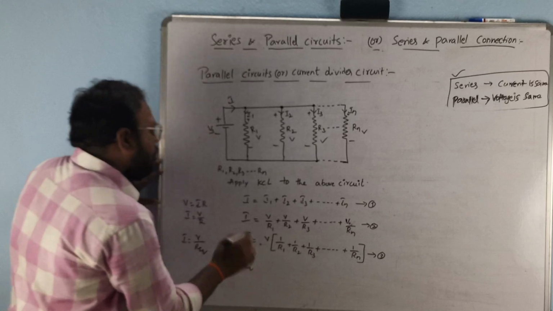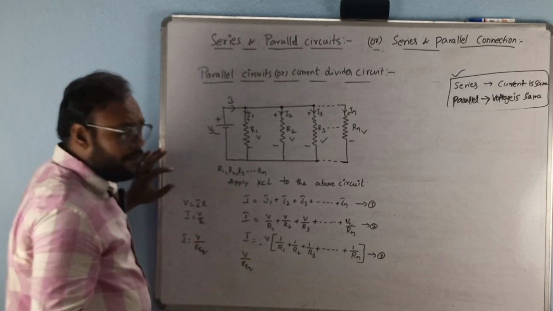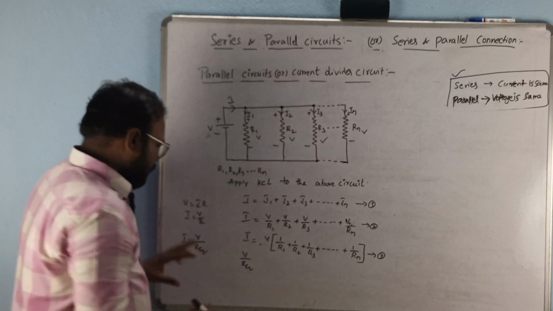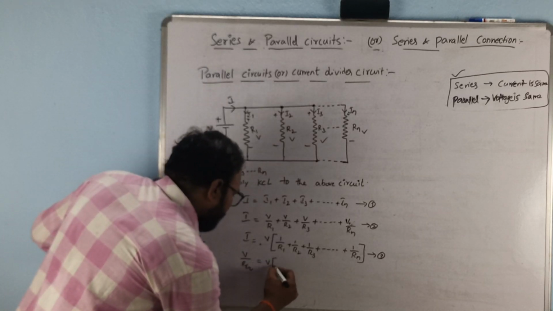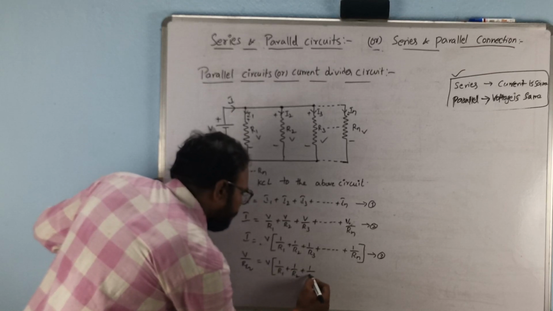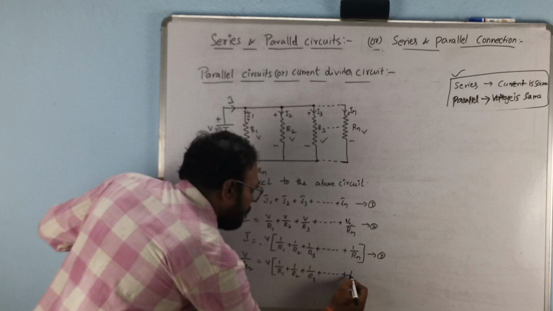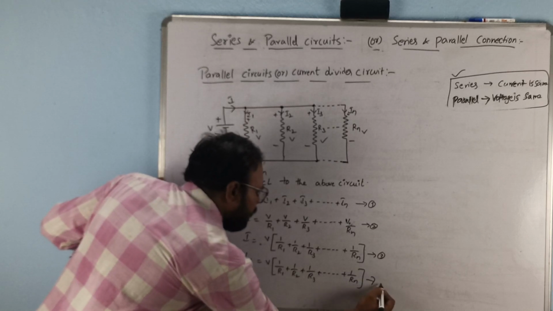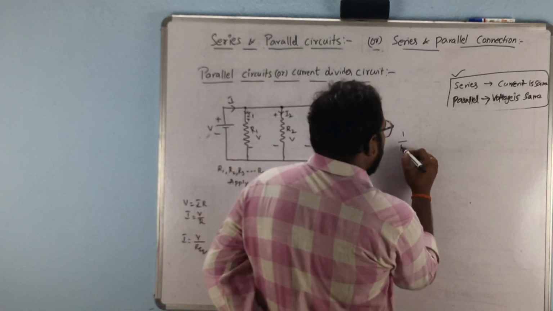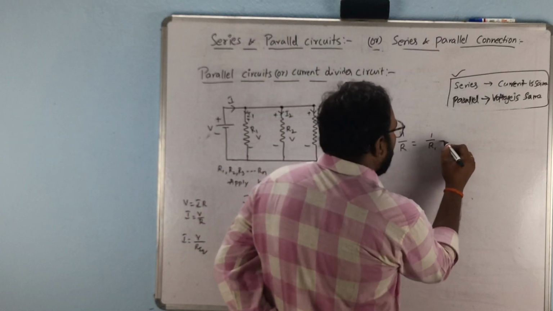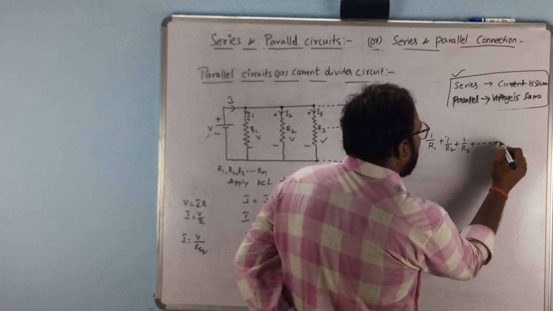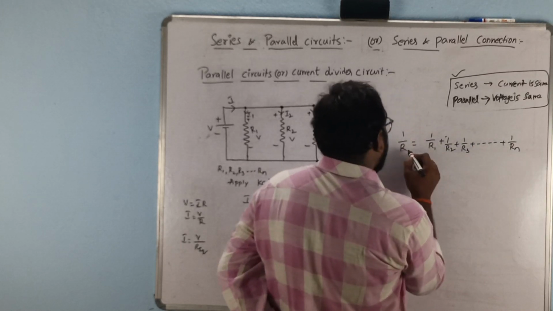V or Vs, no problem. For our notation purpose, we are considering it as the voltage source. You can write it as Vs or V, no problem. So, V by R equivalent is equal to V into 1 by R1 plus 1 by R2 plus 1 by R3 plus and so on plus 1 by Rn. Let it be equation number 4. V gets cancelled, then finally we get 1 by R equivalent equal to 1 by R1 plus 1 by R2 plus 1 by R3 plus and so on plus 1 by Rn.